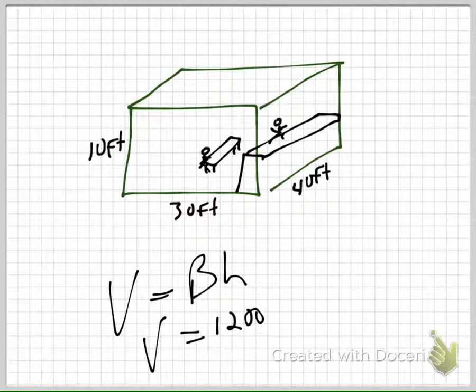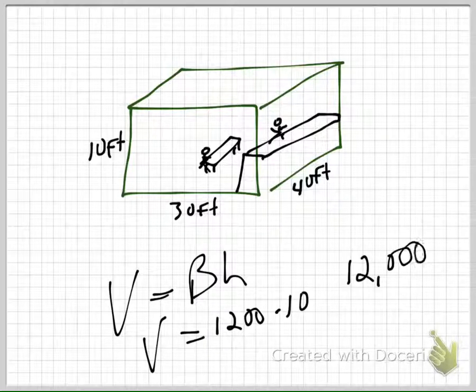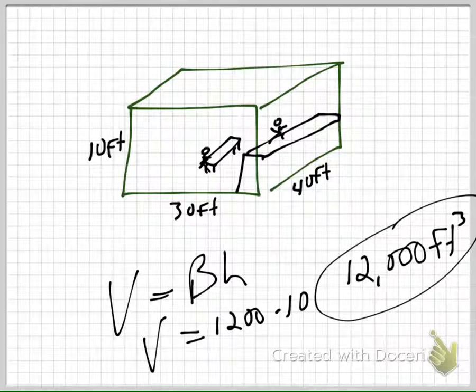So what do I have to do? Do another layer, right? How many layers is there? 10 layers. So then I would have to multiply that by 10, which is 12,000 cubic feet of air, right? There are 12,000 of these 1 by 1 foot boxes. If every time we took a breath, we used 1 cubic foot of air, how many breaths can we breathe in here before we run out of oxygen? 12,000 breaths. We'd be done.